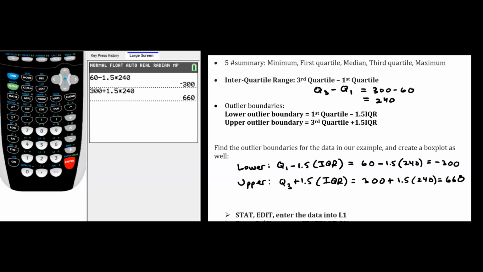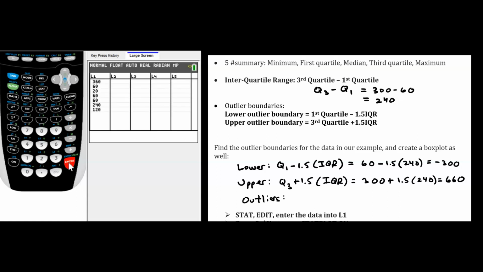And so our outliers are going to be any of the values that are lower than negative 300, which obviously you couldn't have anything lower than 0. So we don't have any outliers on the low end. But if we have any data points that are greater than 660, then they will be our outliers. And so let's go back into our list and see if we can identify exactly what the outliers are. And then I'll show you visually how we're going to be able to see that.